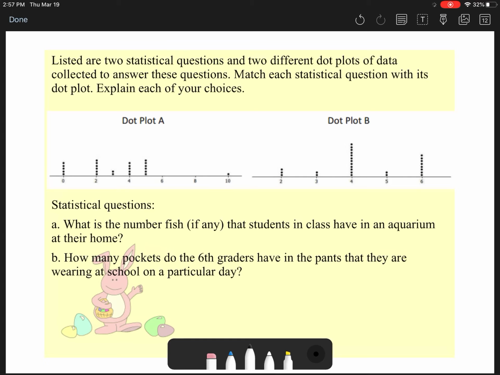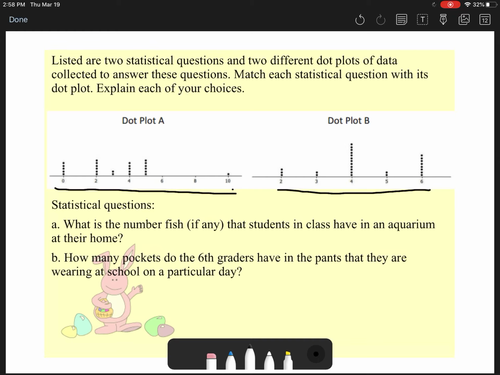Let's take a look at this question here. It says, listed are 2 statistical questions and 2 different dot plots of data collected to answer these questions. Match each statistical question with its dot plot. Explain each of your choices. So notice the difference between dot plot A and dot plot B. The numbers on the bottom of dot plot A go from 0 to 10, and then on dot plot B, they go from 2 to 6.